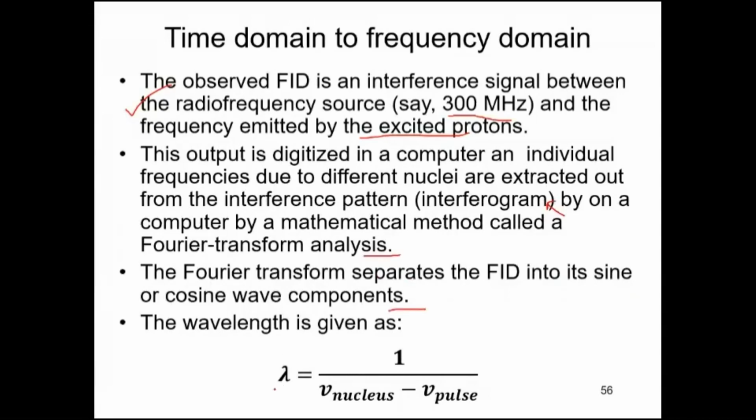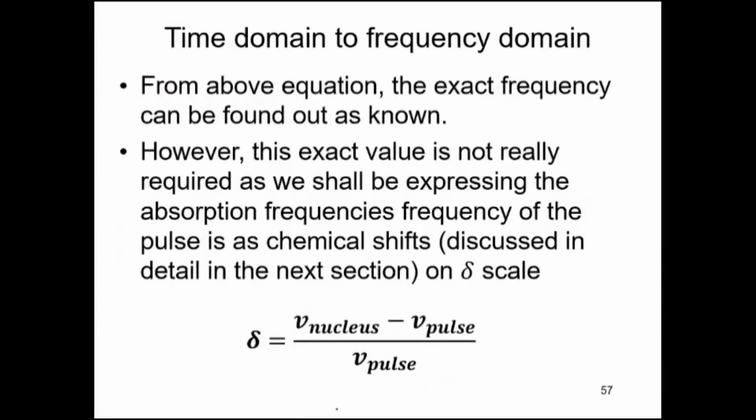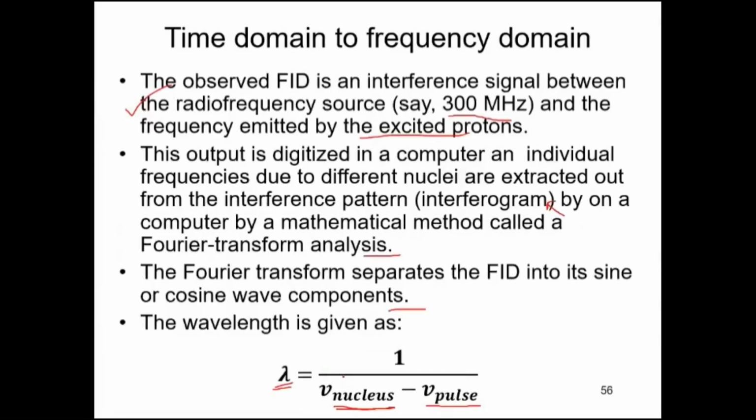So wavelength is given as lambda is equal to 1 upon frequency of the nucleus minus frequency of the pulse. So what you will get from the resolution is a combination of wavelengths. So you can calculate this. So from this equation, the exact frequency can be found out as the known frequency. See, we are interested in this frequency. FID will give you this. So this will be known because the computer will give you that value.